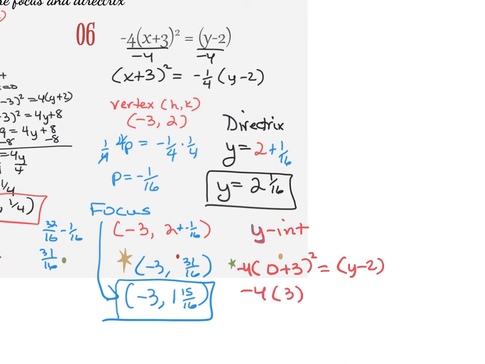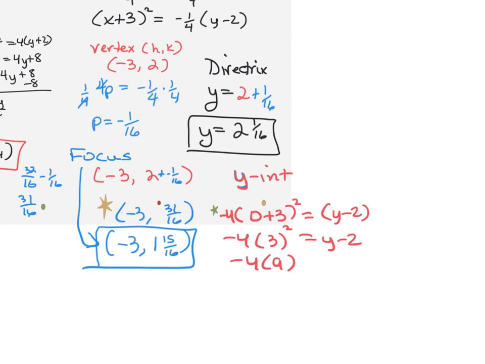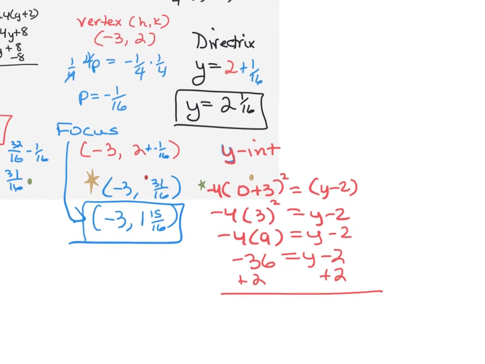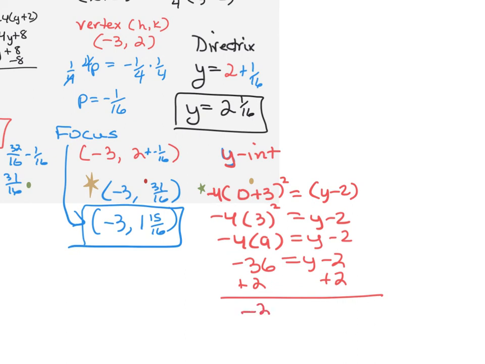0 plus 3 is 3. 3 squared is 9. -4 times 9 is -36. And then I just need to add 2 to both sides to get y by itself. So -34 equals y. So my y-intercept is 0, -34.